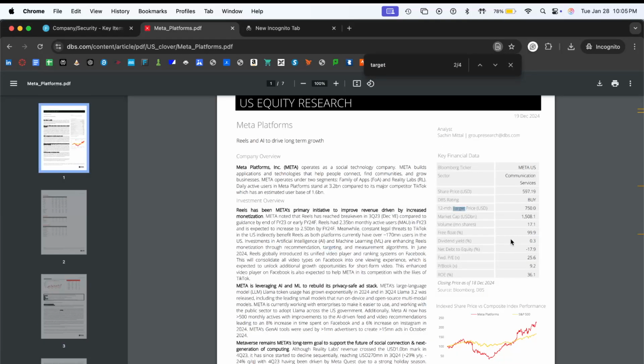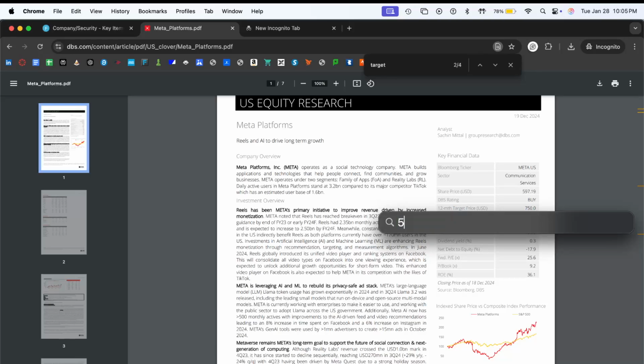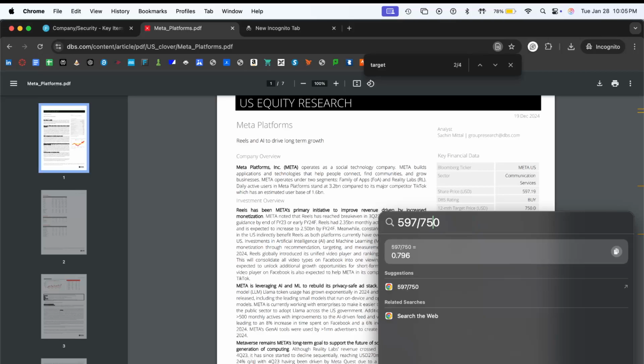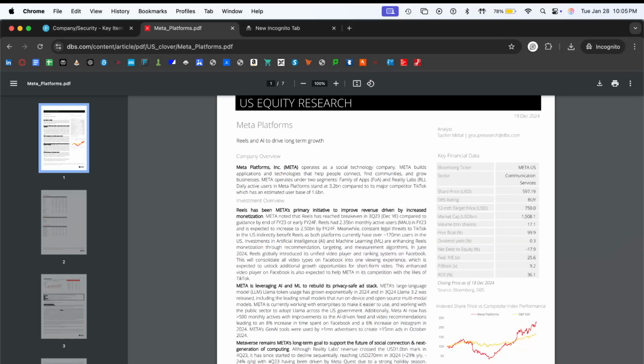Or maybe I missed it. Oh, 12-month target, 750. So they were projecting 597 divided by 750. I did it the wrong way around. 25% growth, which is pretty good, if you think on average the S&P is predicted to grow at around 10, 11% this year.